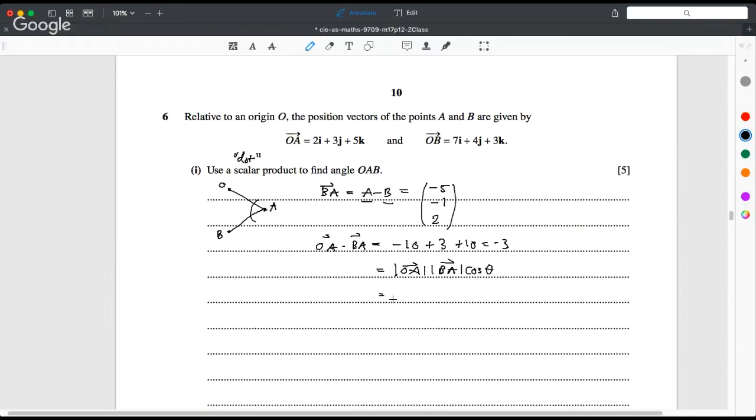Well, the magnitude of OA, it's like Pythagoras, you just square the elements. So that's the square root of 2 squared plus 3 squared plus 5 squared, multiplied by the square root of 5 squared plus 1 plus 2 squared, multiplied by cosine of theta. And if you solve this and plug it into your calculator, you get that theta is 95.1 degrees.